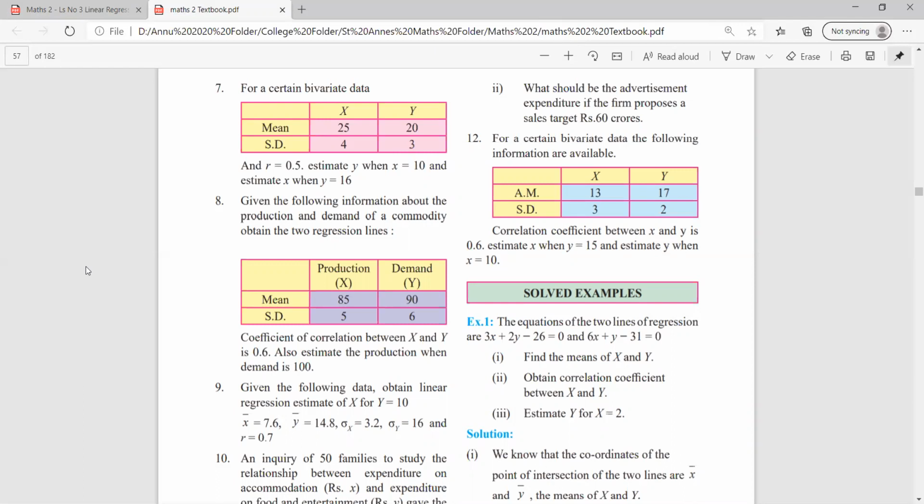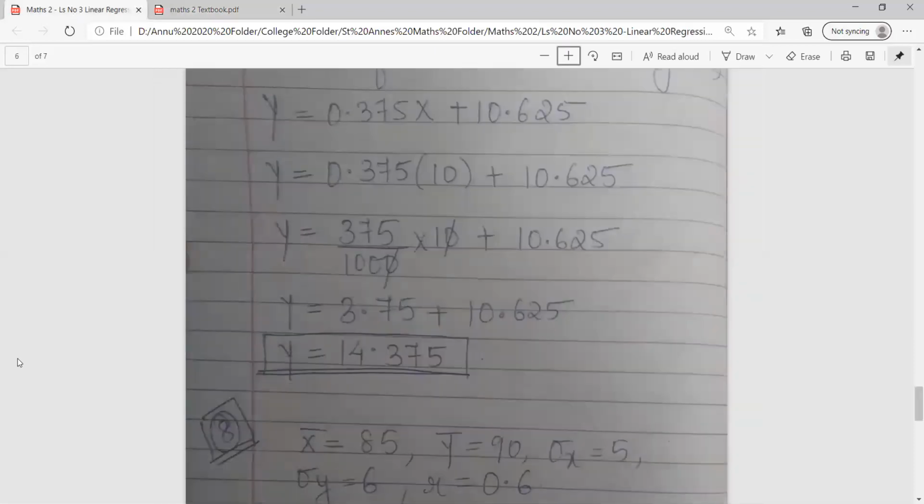Coming to sum number 8, again a similar kind of sum is there. Production x is given, demand y is given, mean is given, standard deviation is given, so the correlation coefficient small r is also given. Estimate the production when demand is 100. Demand is represented by y, so y is equal to 100 is given, and they have asked you to find the value of x. So basically you have to find x on y.